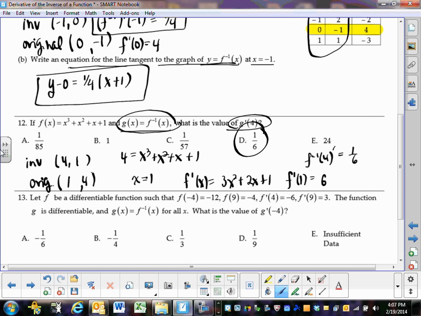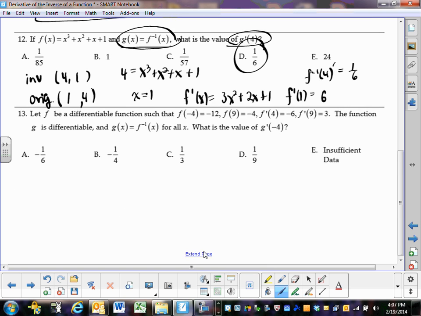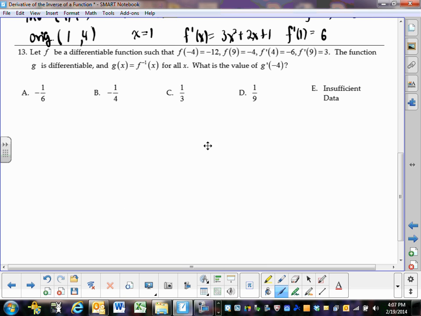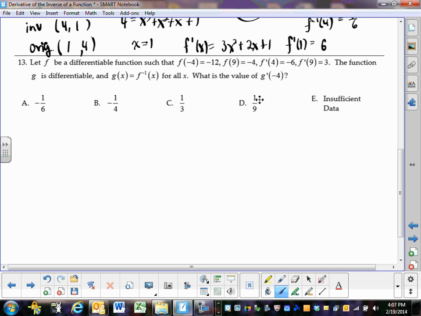Now using what we did in part A, we're going to write the equation for the tangent line to the inverse at -1. So that means we're going to use the inverse point, so y minus 0, and the inverse slope, 1/4 times (x plus 1).